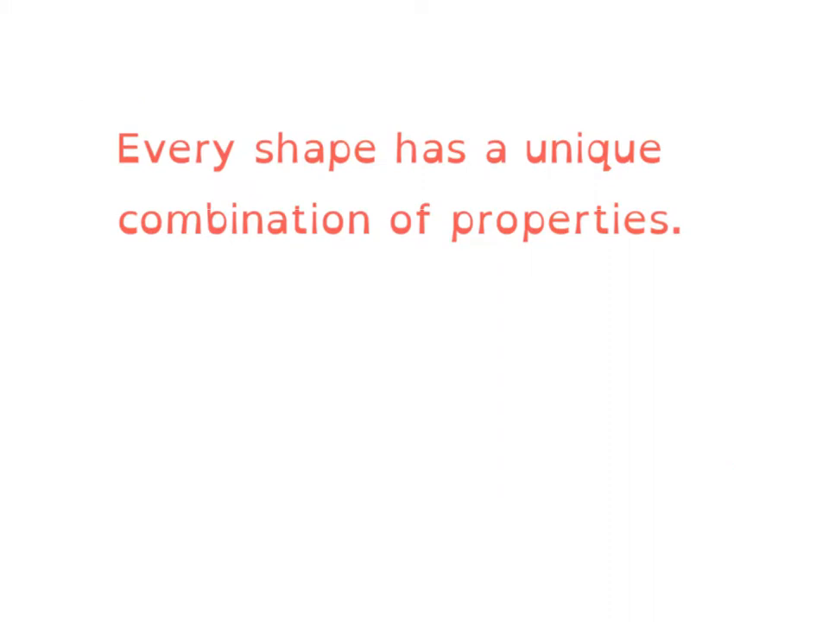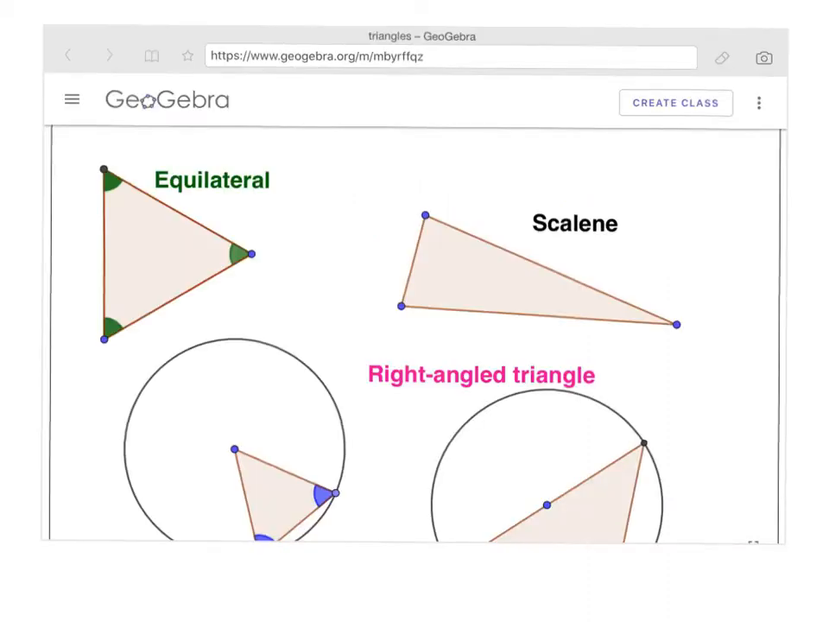Every shape, 2D and 3D, has a unique combination of properties, so like a unique idea, a unique description, which only applies to itself, and that's what we use to identify the shapes.